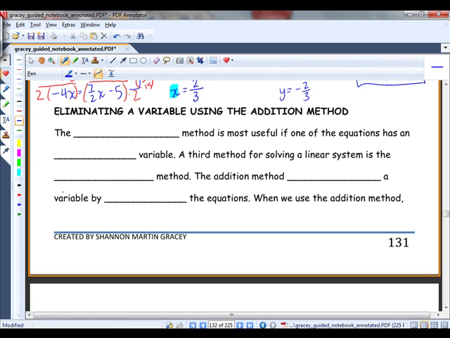Eliminating a variable using the addition method. This is also called the elimination method by some textbooks. So if you see that word, don't worry. It means the same thing. The substitution method is most useful if one of the equations has an isolated variable. A third method for solving a linear system is the addition method.